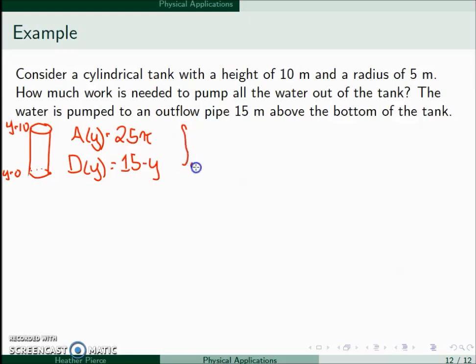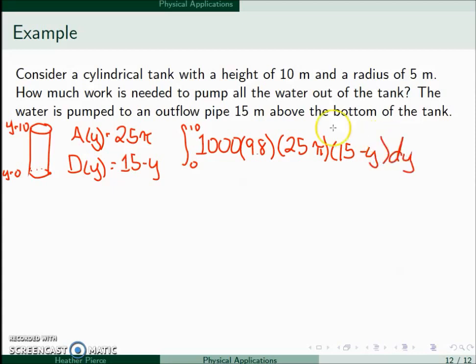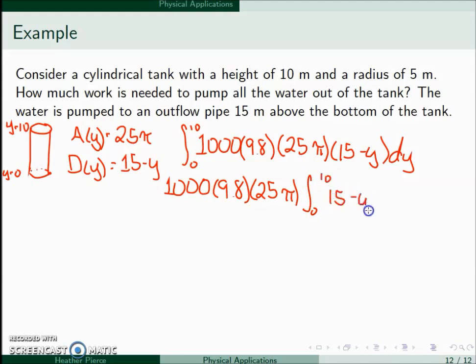So we're going to integrate from 0 to 10, since that's the height of our tank, of the density, which the density of water will be 1,000, times gravity, which is 9.8, times A of y, times D of y. We can move these constants out front. So 1,000 times 9.8 times 25 pi times the integral from 0 to 10 of 15 minus y dy.